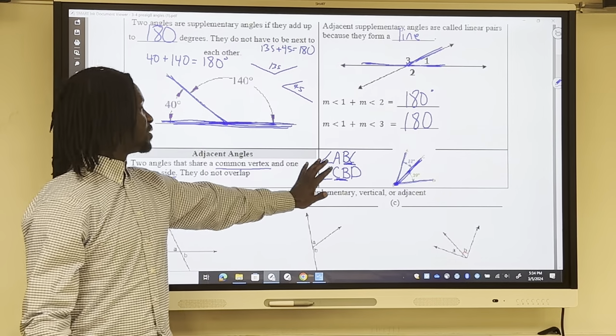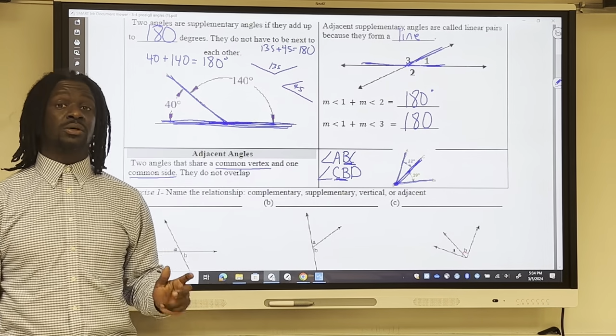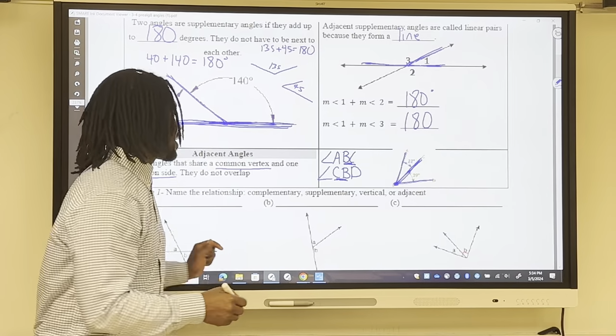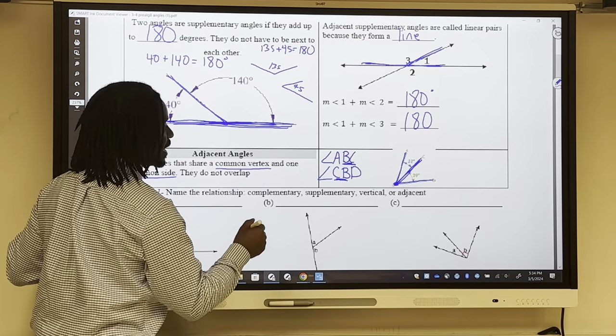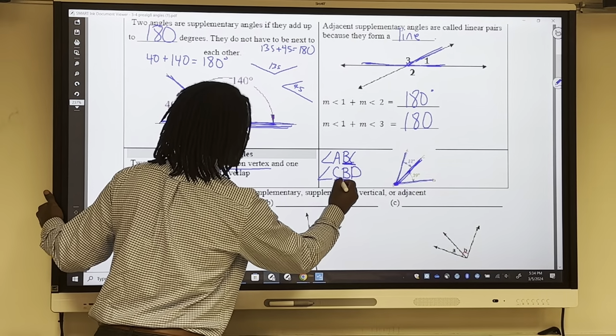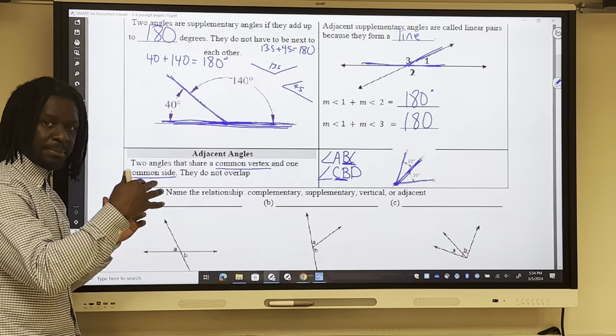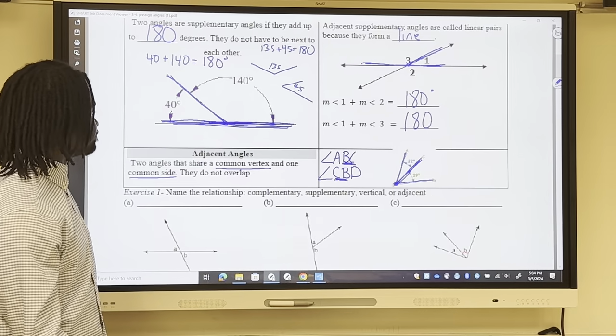So that's what makes two angles adjacent, when they share a common vertex. The common vertex is B, and then the side is BC, and that's BC or CB. Same thing, just a different way of saying it.